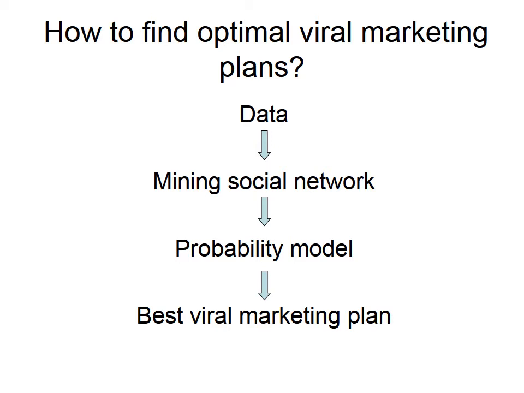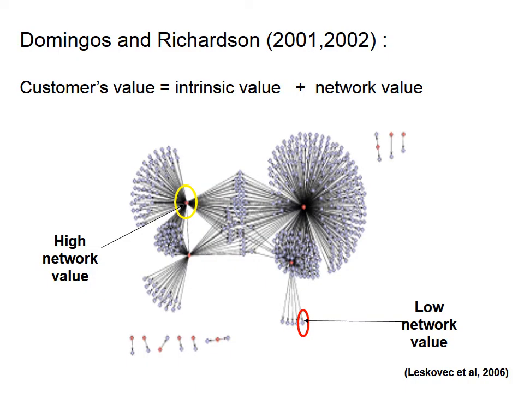Then plugging this probability data into our marketing model and try to solve an optimization problem so that the best viral marketing plan can be obtained by maximizing the total profit. In the following, I will mainly focus on these two papers, which use social network to improve marketing plans in real world. So without ignoring the network effects, we should not only consider a customer's intrinsic value, but also his network value. Therefore, the customer's value is defined as his intrinsic value plus the network value.